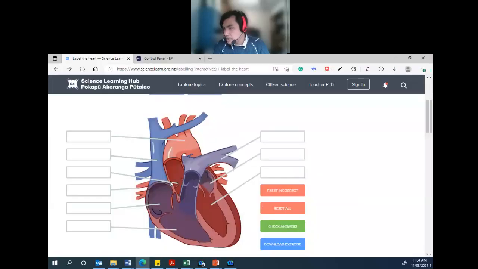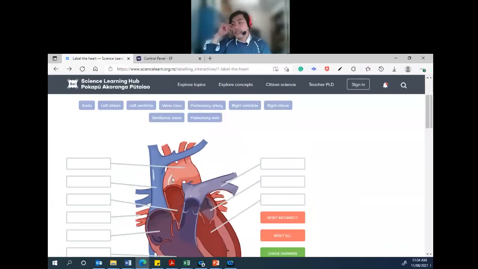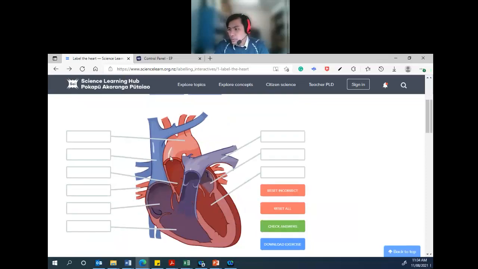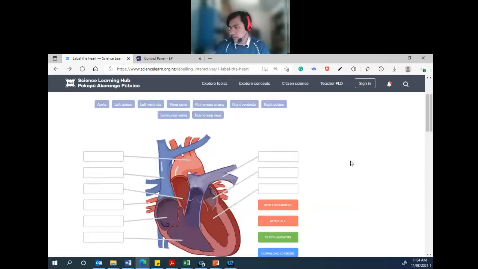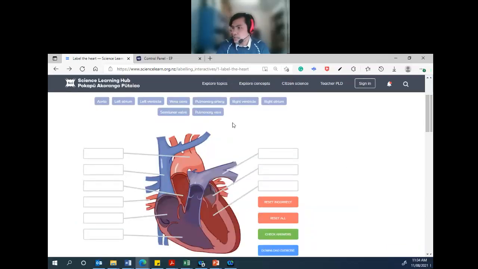Now what I would like us to do. Now I know that some of you have done this yesterday because I saw it on your learning task. So if you guys can tell me where I put these labels, that'd be awesome. So first one, we got the aorta. Now I don't know if you can see it on the screen there, but it says this is the main artery carrying oxygenated blood to all parts of the body. So where would this go?